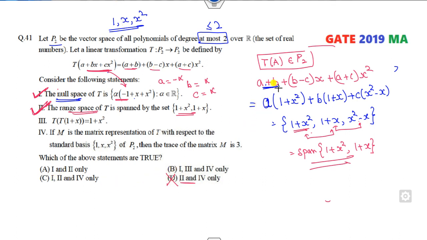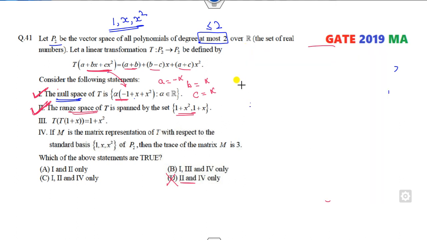Now look at this third option. What is given to you? You have to prove T of 1 plus x. So what is the 1 plus x?